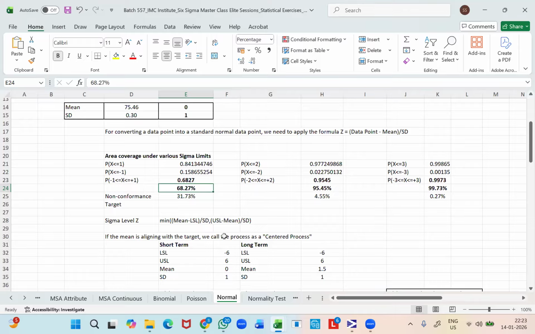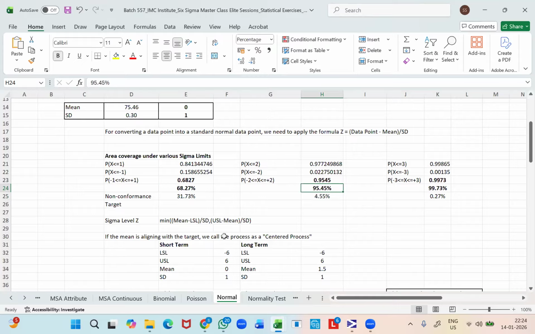So at 1 sigma level, we will have a non-conformance percentage of 31.73%. So 100% minus 68.27% will give you 31.73%. Non-conformance is what we would call defects. So much defects are there in the process output, then the process is said to be functioning at just 1 sigma level.